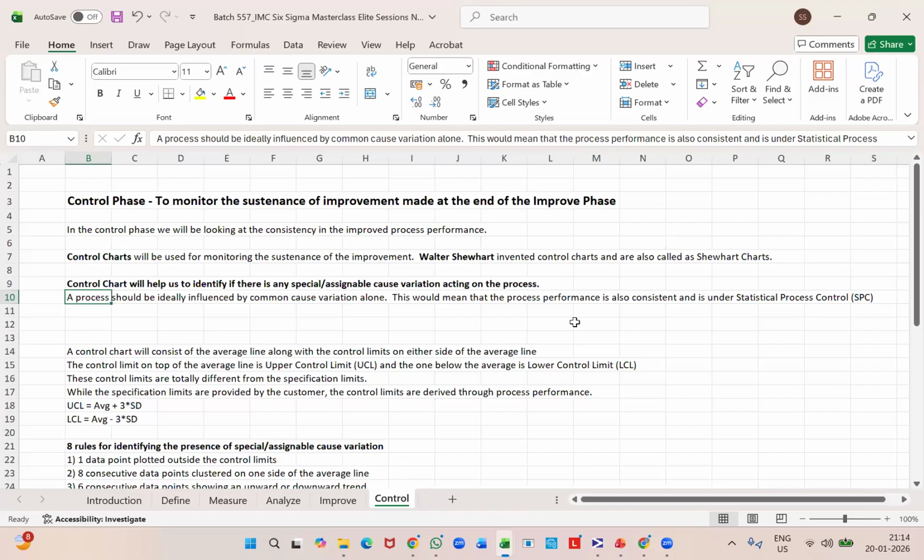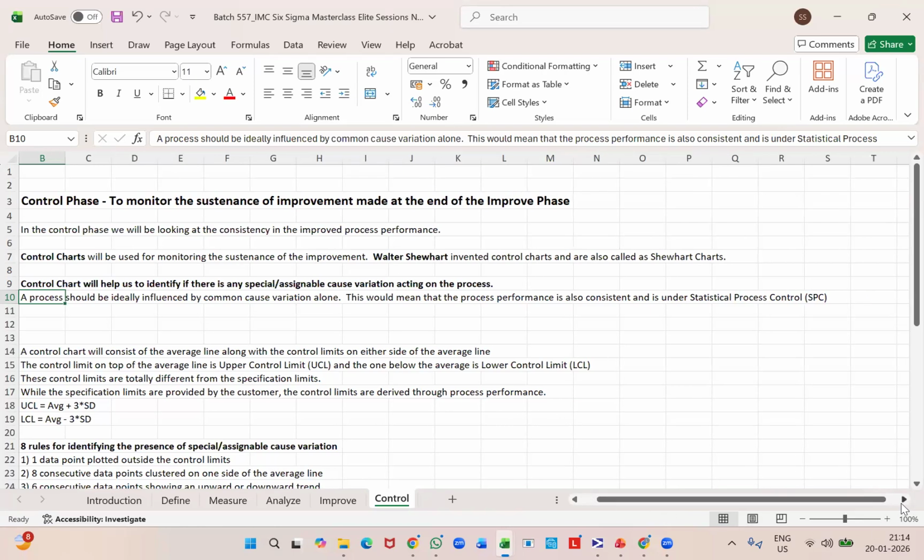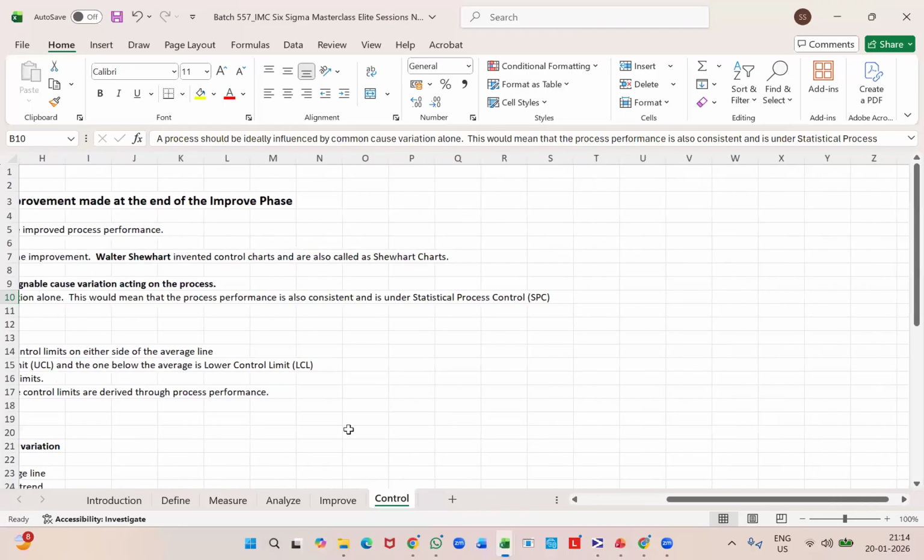So when can you say that the process is under statistical process control? Only when the process is influenced by the common cause variation alone, or in other words, there is nil presence of assignable cause variation acting on the process, right? So how will this control chart actually look? Let us see how this control chart will actually look.